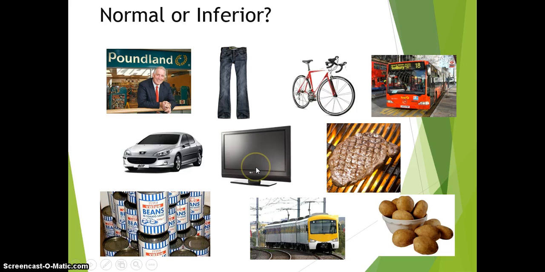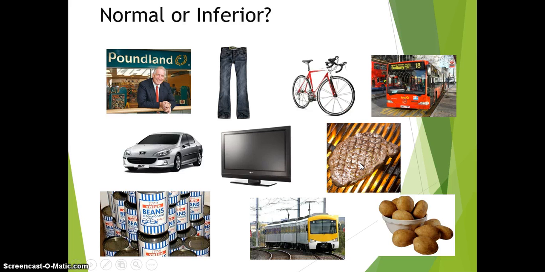Moving across to flat screen TVs, generally those are normal goods. You're going to buy bigger ones. You might have 2 or 3 in your house. If you're particularly rich, some people have them in their bathroom, in their bedroom, in the living room, in the kitchen, so even in their car. So the richer you are, the more you're going to buy, more demand for that.